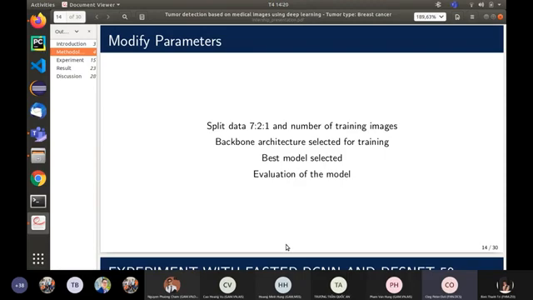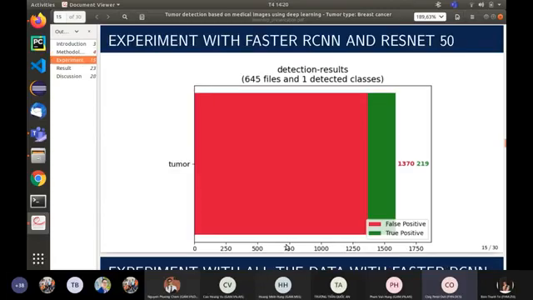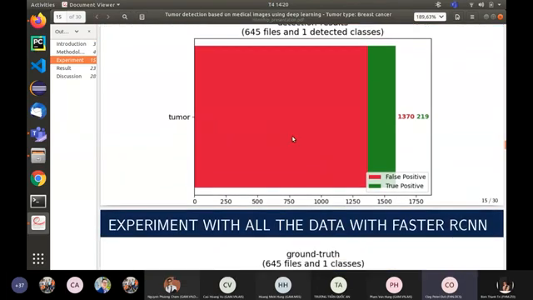After training and modifying all the important parameters, like I said before, the first result I had was a little catastrophic with Faster RCNN and ResNet 50. On the 645 images that I had for tests, I didn't have a good result. My class was tumor, but the quantity of true positives was 219 over 1,370, so I had more false positives. The accuracy was not good at all.